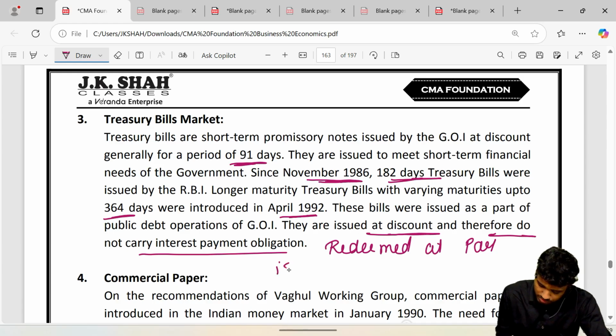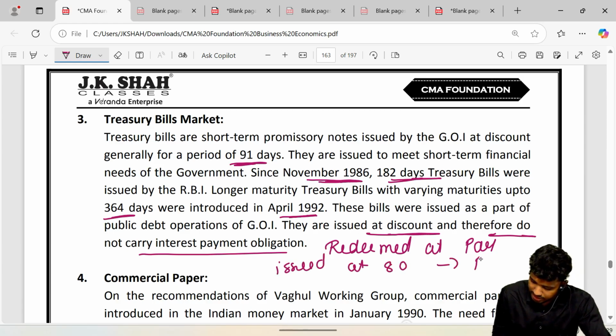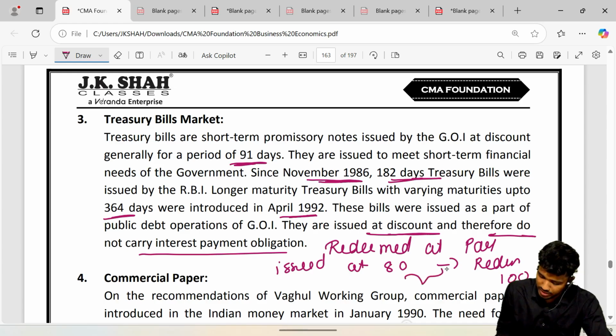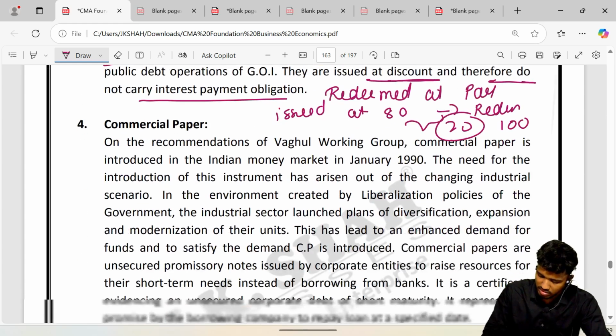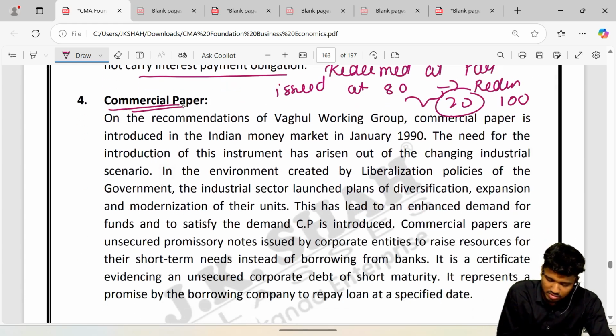So issued at 80 and redeemed at 100. That way, 20 rupees is the appreciation. Moving ahead. Now what is commercial paper?